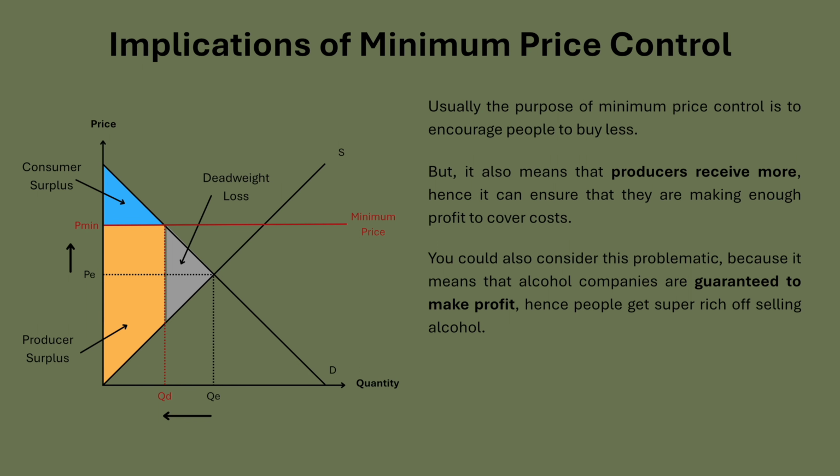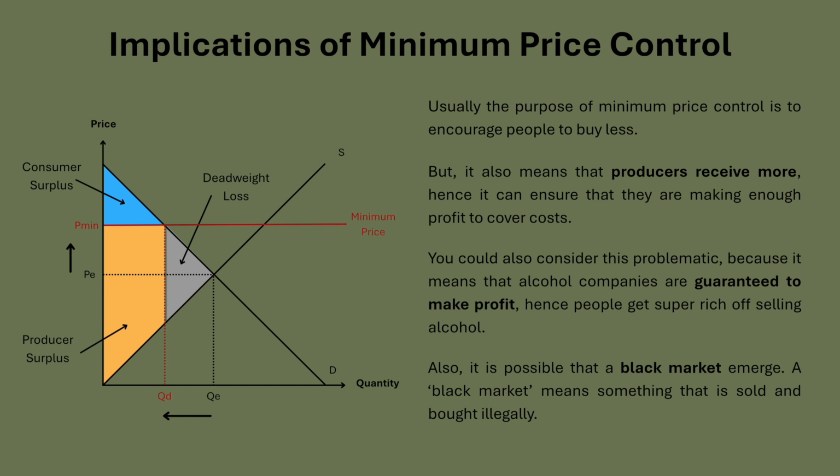Hence, people get super rich off of selling things like this. It is also possible that a black market can emerge. The black market means that something is sold and bought illegally. Basically, if people want to buy cheap alcohol, they might do an under-the-table transaction where they buy alcohol off the record so that they can get it for cheaper. This is called a black market, and it is illegal.